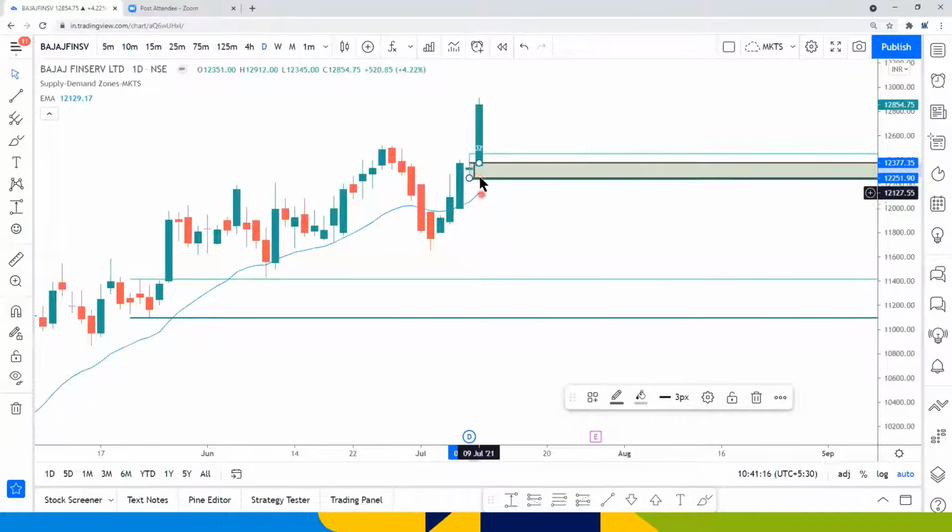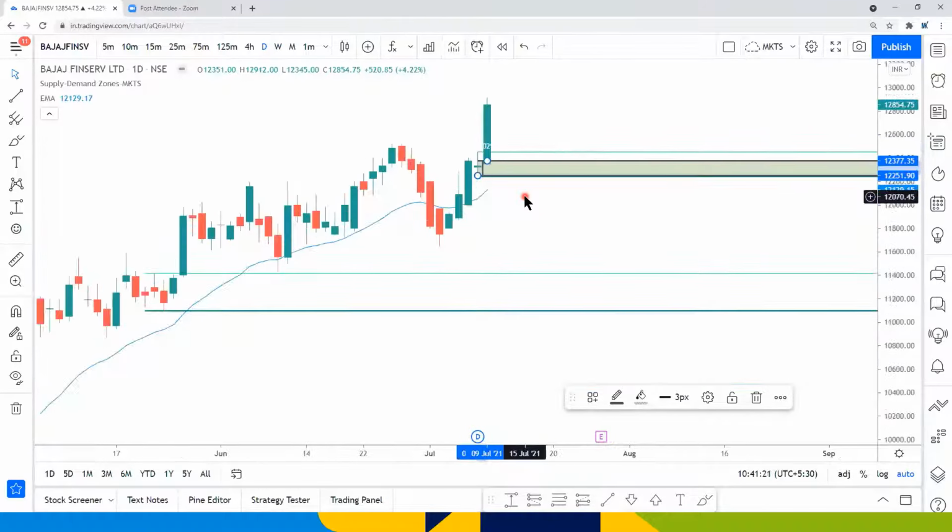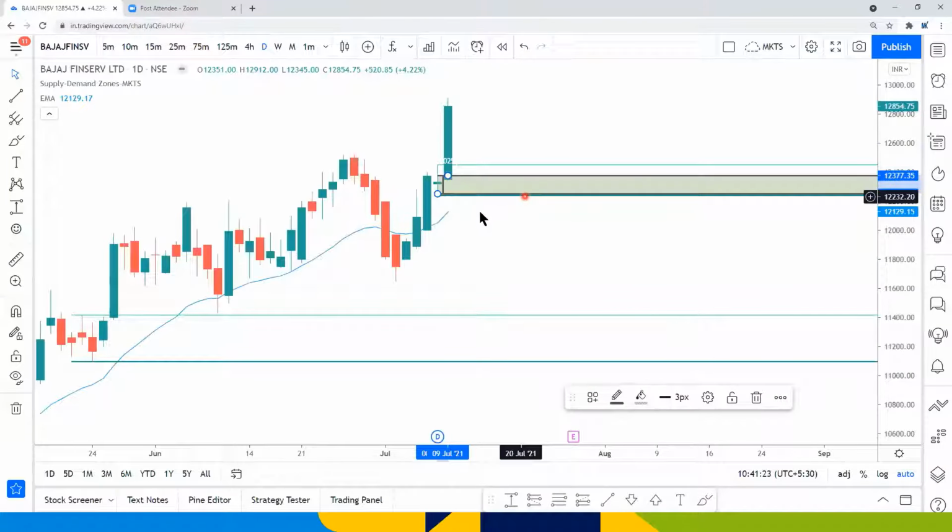Okay, trend is up. Is it very close to the EMA also, or is it extended? The blue line, Divya Prakash, is the EMA, 20 period EMA. By the time price may pull back, EMA would catch up with the zone. It's close to the EMA.